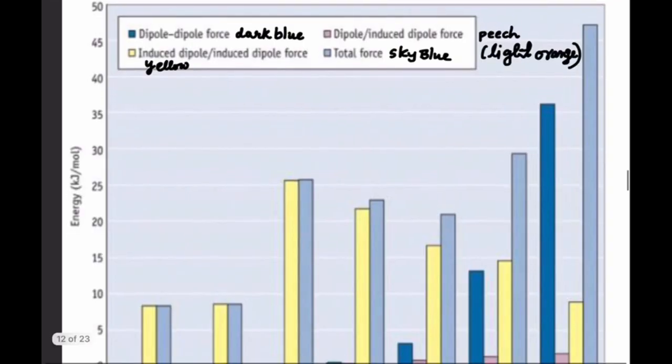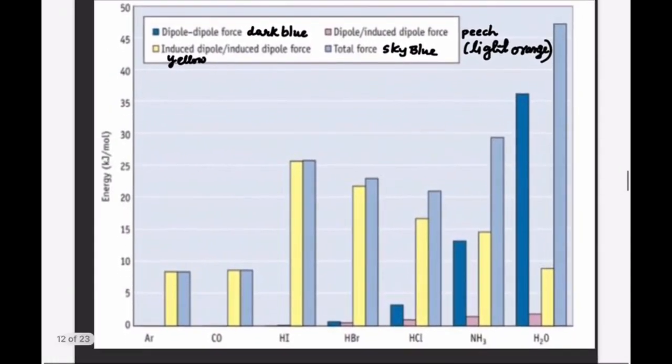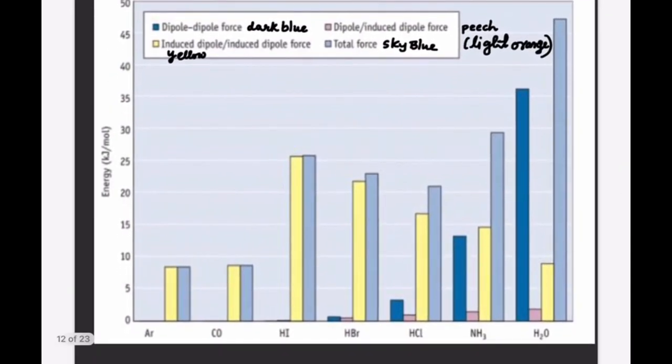Now this is one of the most important points which we should understand. Here there is a diagram. This diagram is taken from some standard book. I don't remember the name, but on the y-axis there is energy, and on the x-axis different molecules are given like argon, carbon monoxide, HI, HBr, HCl, NH3 and H2O. And they are discussing the type of forces acting between the molecules of these chemical species.